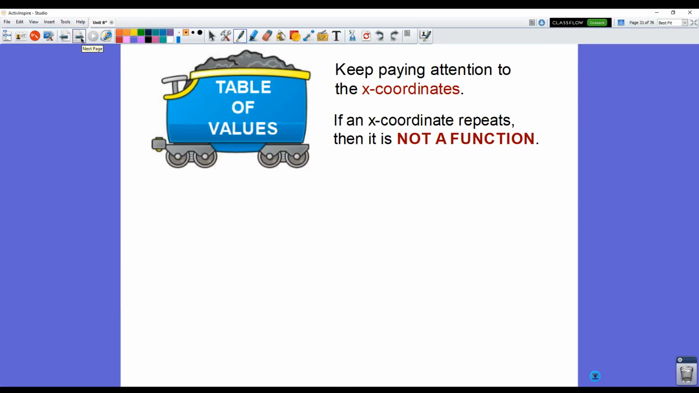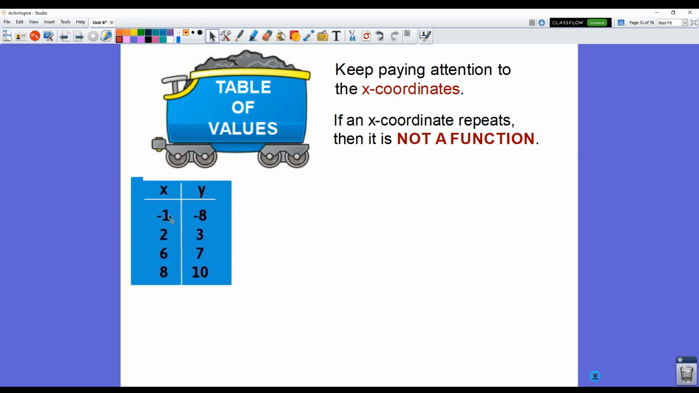All right, now let's look at a table of values. Again, we're going to keep paying attention to our x values. They cannot repeat. If an x coordinate repeats, it is not a function. So let's look at our first table. We have our x values of -1, 2, 3, 7, with y values of -8, 6, 8, 10. Really, again, I'm looking at my x values. Do I have any repeating x values here? Not one of them repeats, so therefore this is a function.